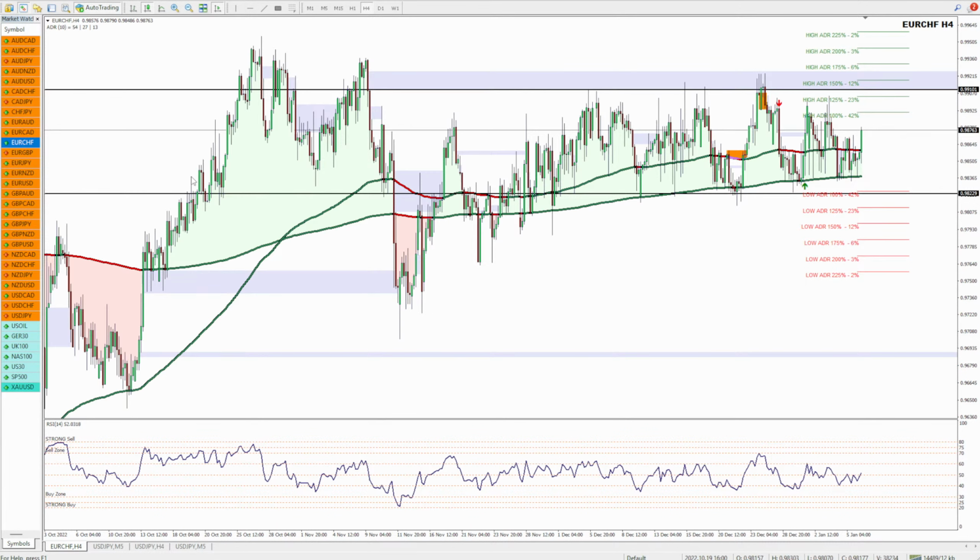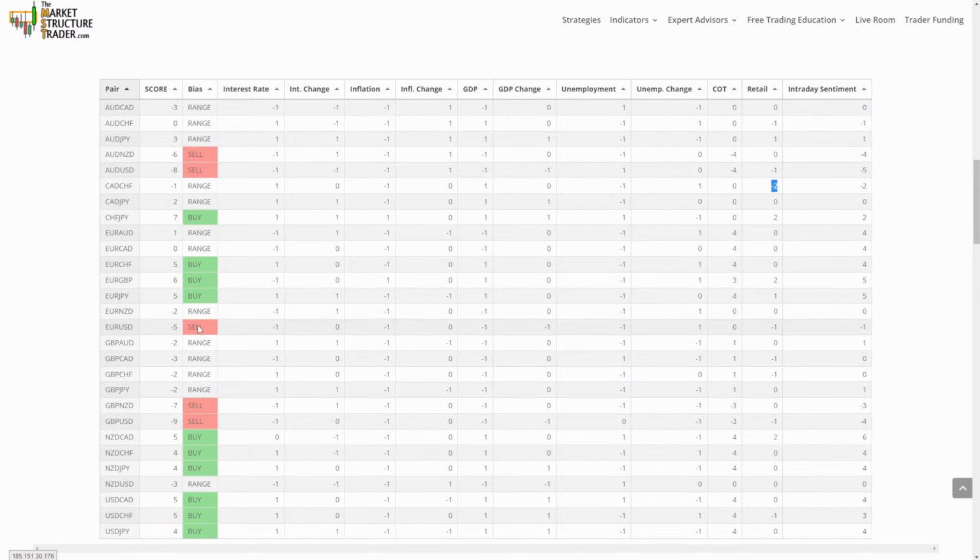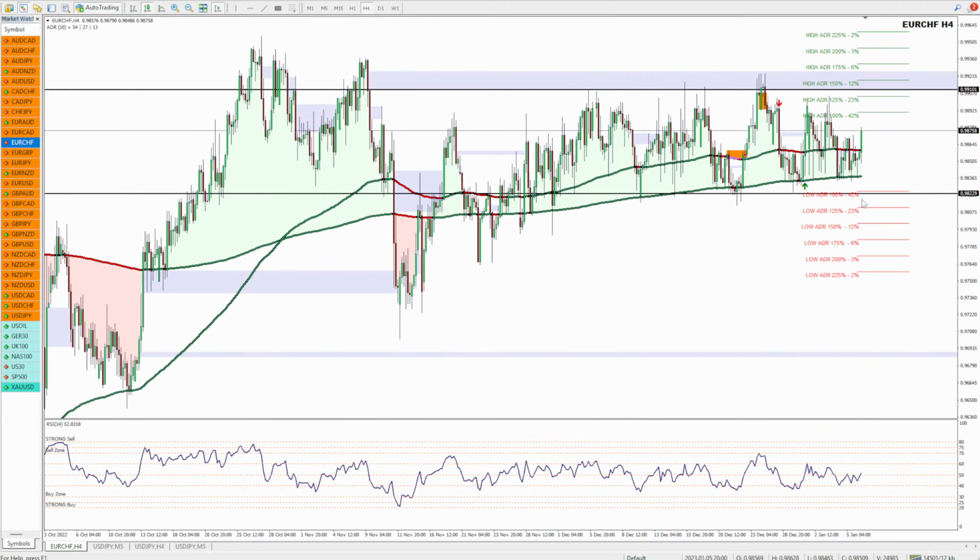The other Swissies, Euro Swiss is an absolute mess. It's sideways, horrible. It's a buy from a fundamental perspective because we've got COT on board, but that's really the only reason. 4 out of 5 of this score is made up of COT. So literally buy every low.